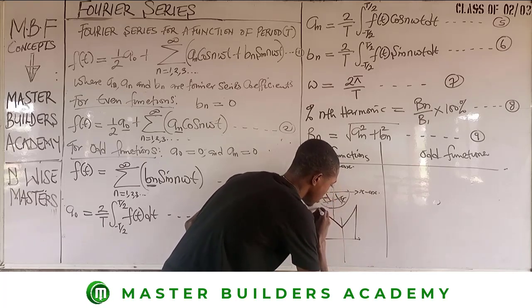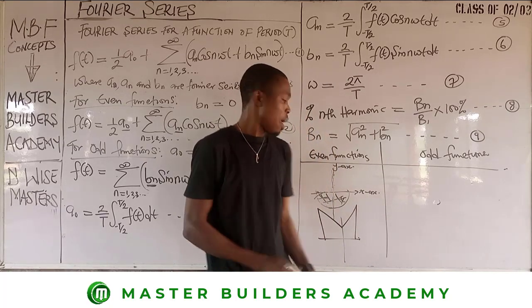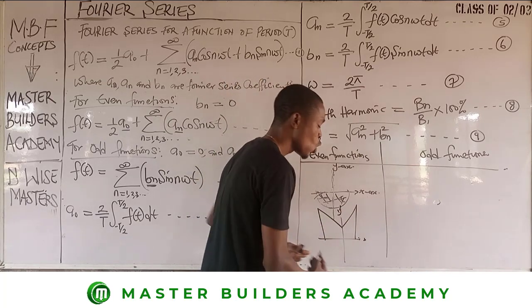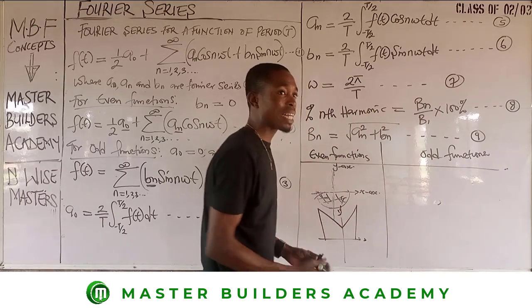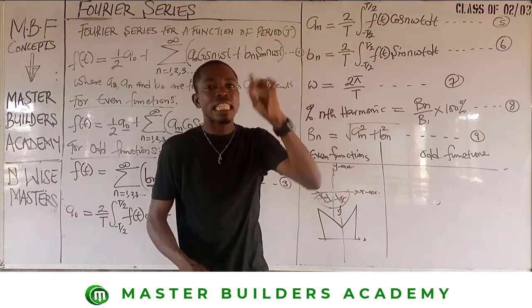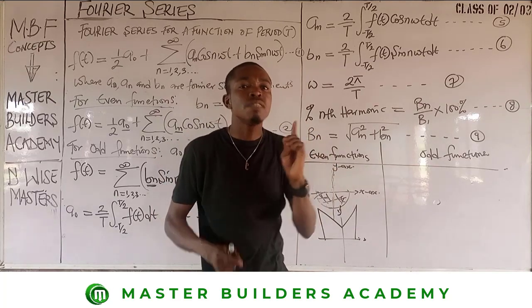Maybe something like this. It doesn't matter. For as long as this is my y, as I divide like this, what I have to the left is what I have to the right. Therefore, this is a perfect way to identify the graph of an even function.